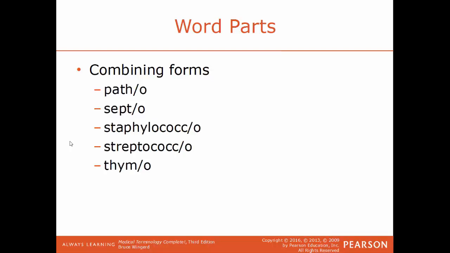Path or patho is a reference to disease. Sept or septo is a reference to a partition, such as a septum. The next two are a reference to a certain kind of bacteria and how they grow. Both of these terms reference a type of bacteria known as cocci, and they're called that because they are round in shape. That's where this part of the term comes from. And the first part of these words describes how the colonies of bacteria grow.